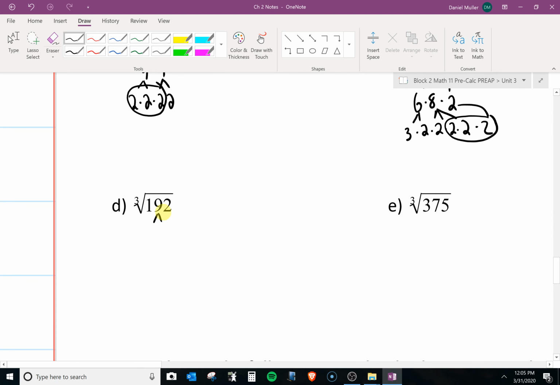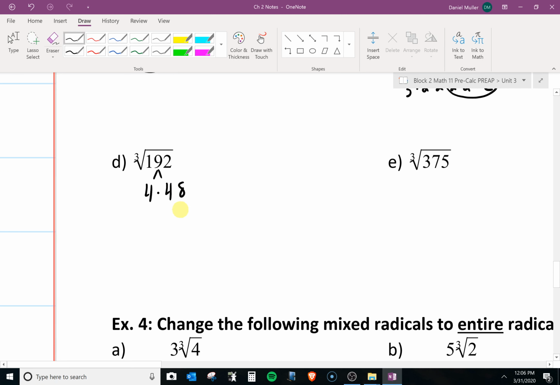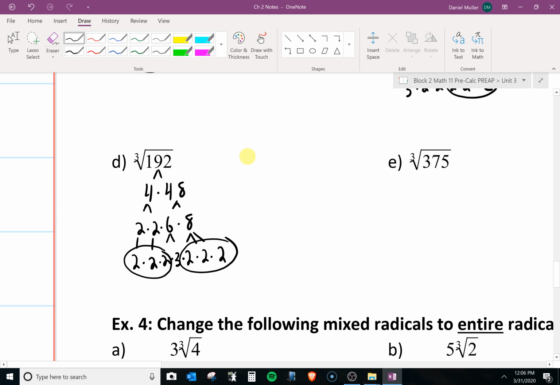Moving on here, 192. So we want to break 192 up. You can break it up to 4 and 48. 48 can be broken up to 6 times 8. And this 4 can be broken up to a 2 and a 2. And again, the 8 has happened a lot. I'm going to break that up to a 2, 2, and 2. And the 6 can be broken up to a 2 and a 3. And these 2s can come down. So now I'm looking for groups of 3, so I see a group of 3 there, group of 3 there, so there's 2 groups, so 2 times 2 is 4, and I have just a 3 left over.